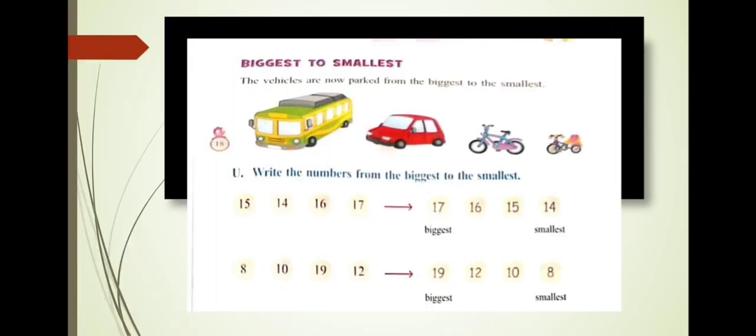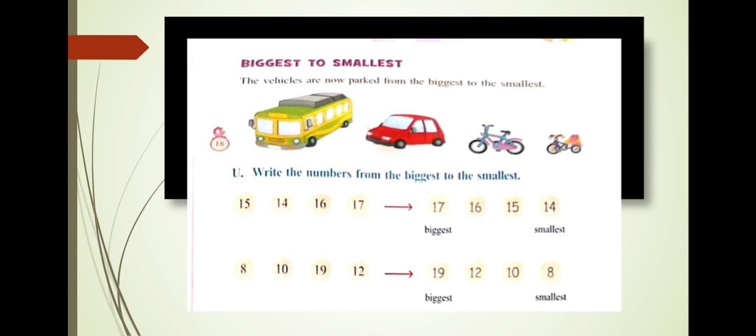Now next we are going to study how to arrange the numbers from biggest to smallest. Here you can see the vehicles are now parked from the biggest to the smallest. As the bus is the biggest of all the 4 vehicles, it comes first. The car is smaller than the bus, so it comes after the bus.